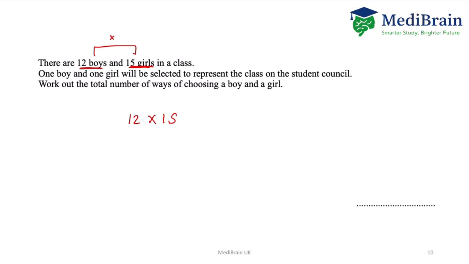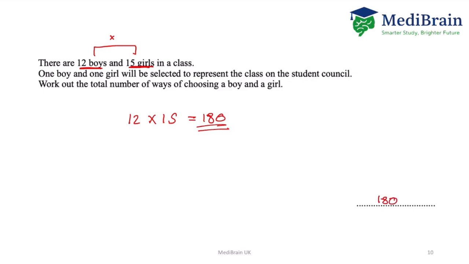So you would do 12 times 15, and that would get you 180. Okay, that's it. It's as simple as that. If you're working out the total number of combinations between two categories, you just multiply the two numbers together, unless the question is asking something differently. Okay, so we would get 180.